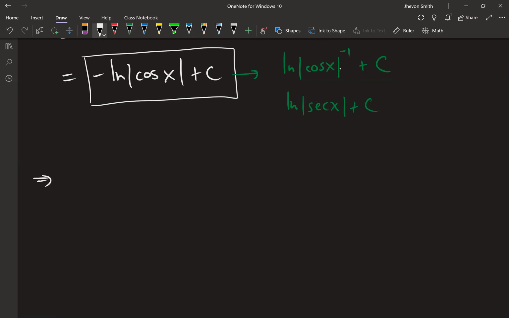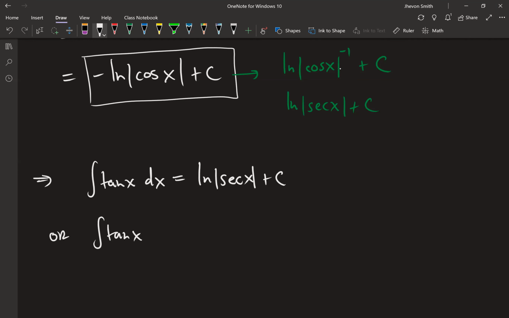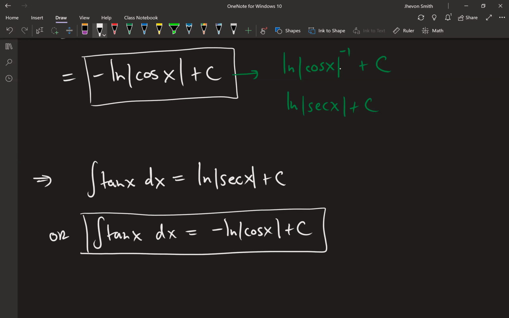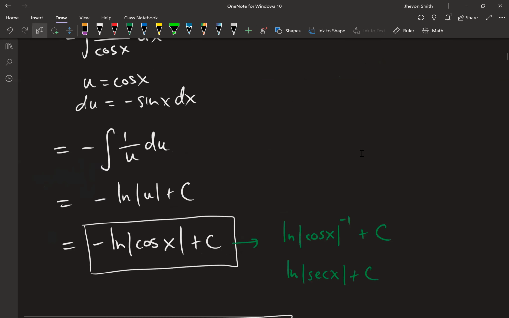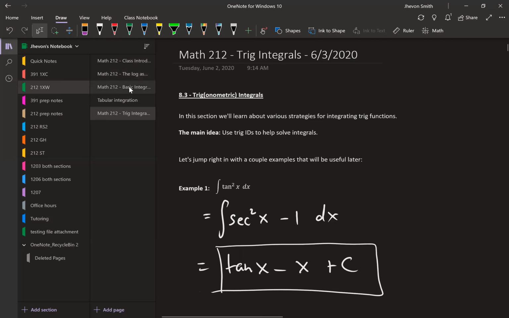In fact, I would say at this point, the integral of tangent x should now be a basic rule that you know. You can memorize it either as ln of absolute value of secant plus c, or you can remember it as the integral of tangent is negative ln of cosine plus c. And I would double asterisk these to say that I would rather you memorize this as a basic rule. So from now on, this is just something that we know. In fact, I think it probably was in our set of basic rules.